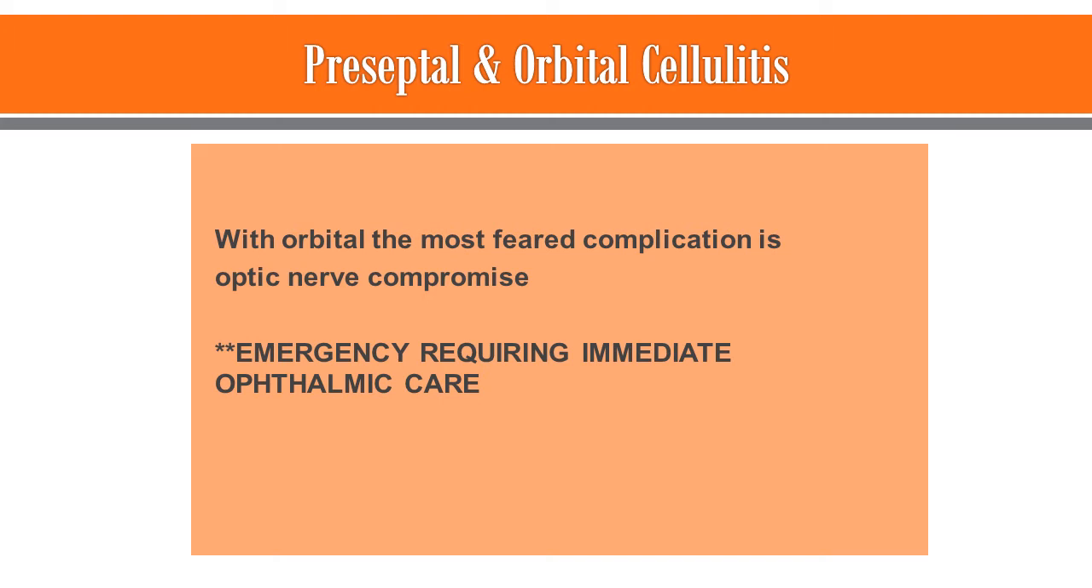So as I said, the most important thing to do if somebody presents with eye involvement and you suspect orbital cellulitis is to get them immediate ophthalmic care. So they need to be referred to an emergency room. I wouldn't even refer to ophthalmology because you're going to have to wait to get them in. But I would refer them immediately to the emergency room because you don't want to have them have optic nerve compromise.